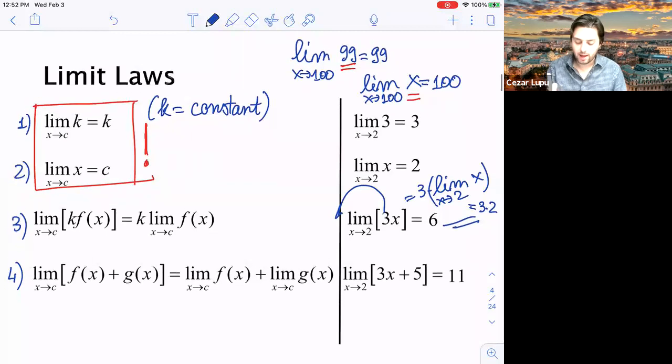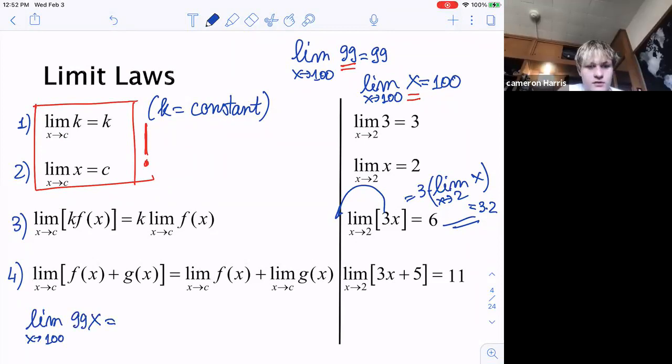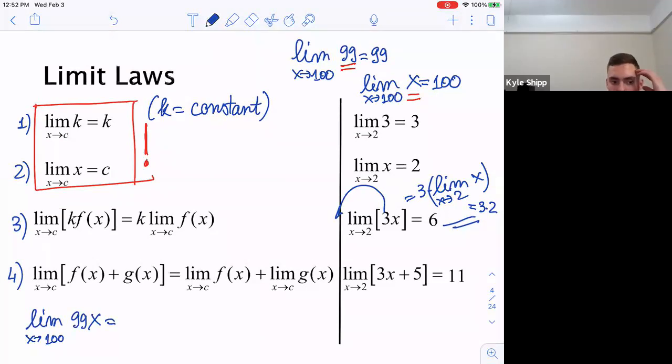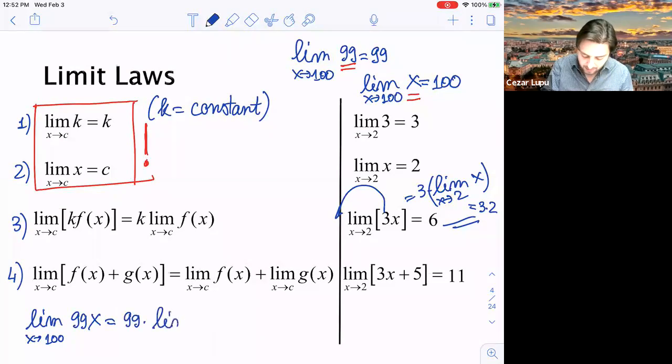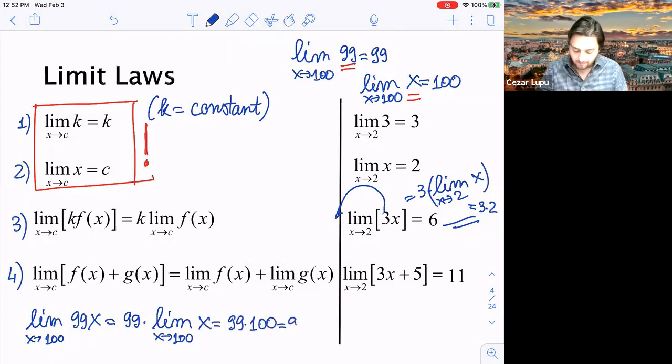For example, I can ask you something like this. What is the limit as x approaches 100 of, let's say, 99x? Can you tell me? What is this limit? 9,900. So it's 99 times the limit as x approaches 100 of x, which is 99 times 100, whatever it is, right? 9,900, just like Cameron said.